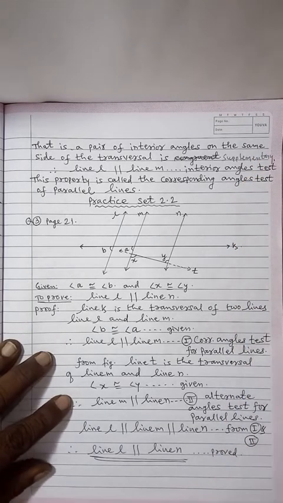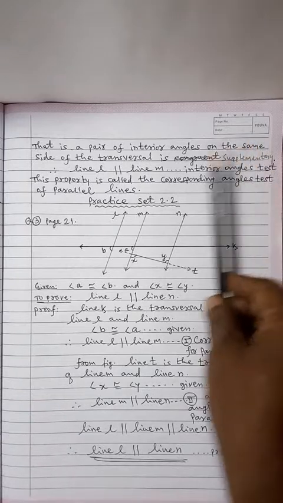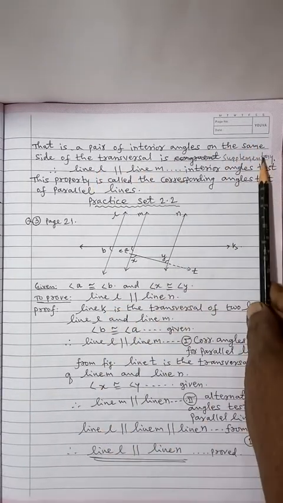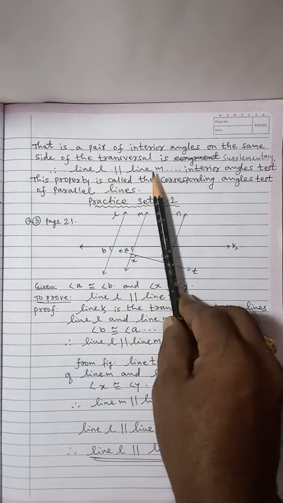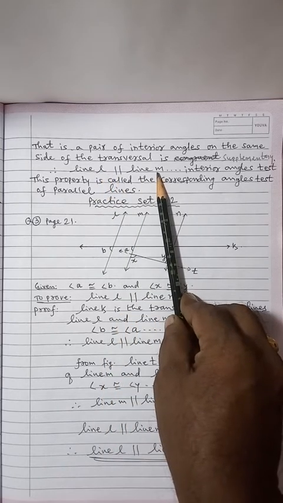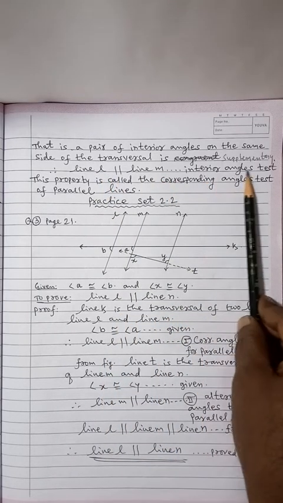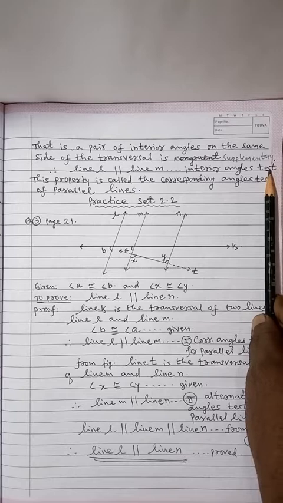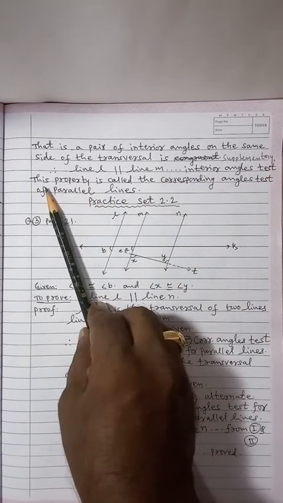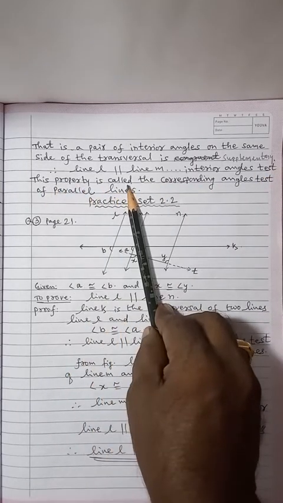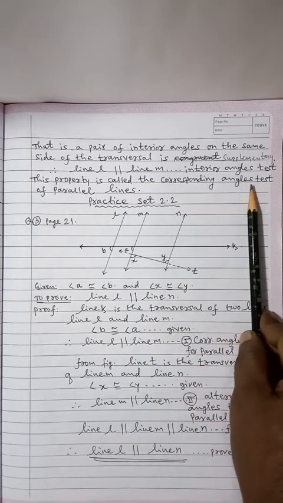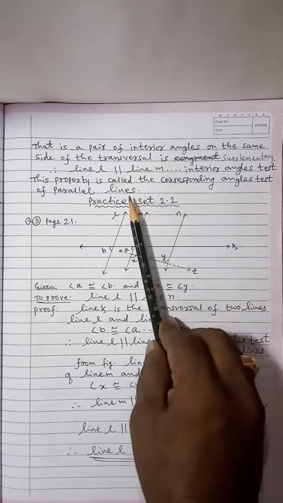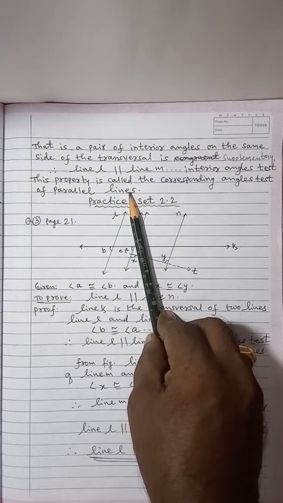So a pair of interior angles on the same side of the transversal is supplementary. Therefore, line L is parallel to line M. This is the interior angles test for parallel lines. So this property is called the corresponding angles test of parallel lines.